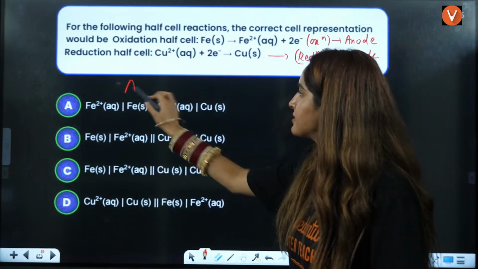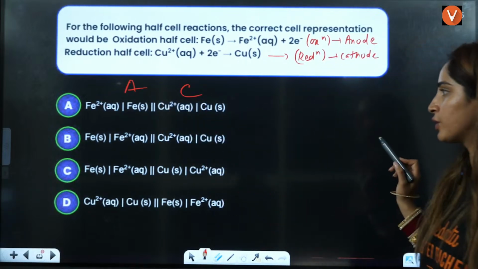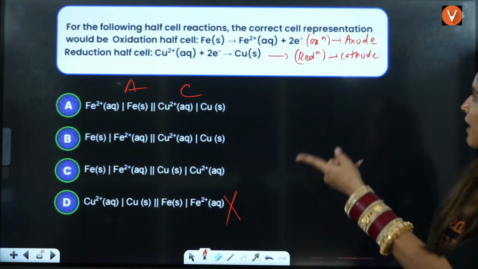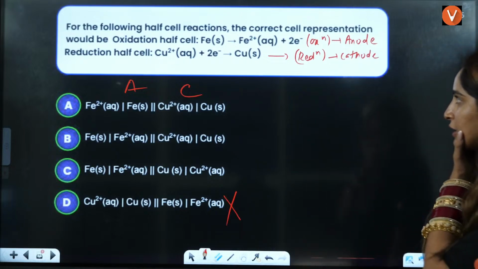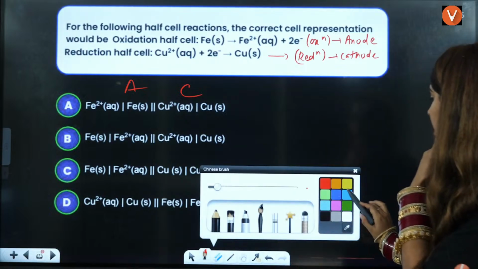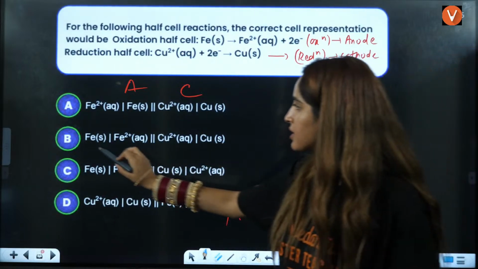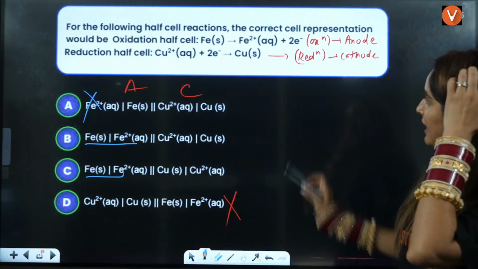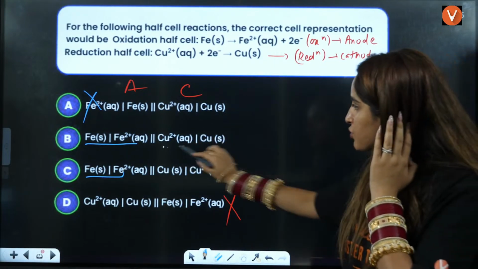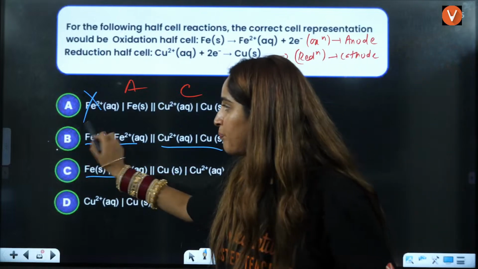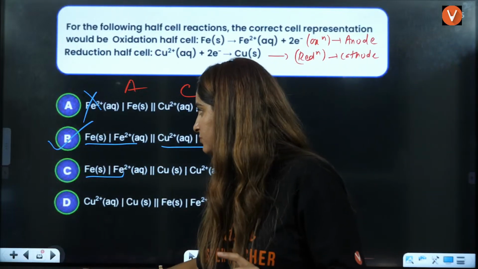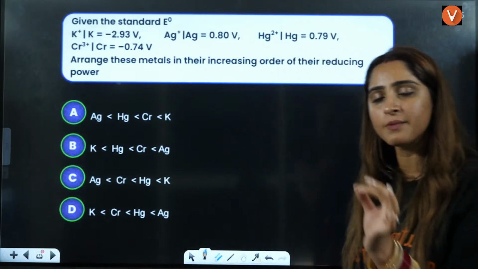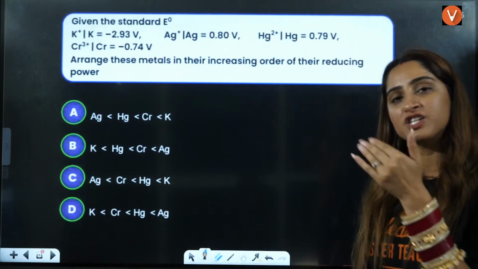Always there have AC. AC means firstly anode, then cathode. So here this is automatically eliminated because firstly you will have anode, that is Fe, then you will have cathode. In Fe, the change is from Fe to Fe2 positive, so this is also eliminated. Here change is from Cu2 positive to Cu. So this we have selected. So B is the correct option. Always remember AC, anode, then salt bridge, then cathode.